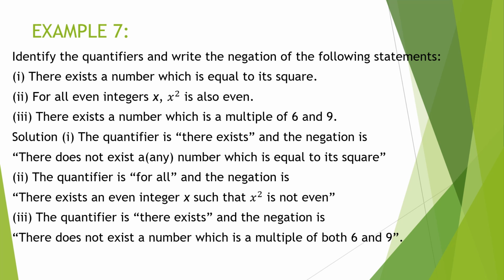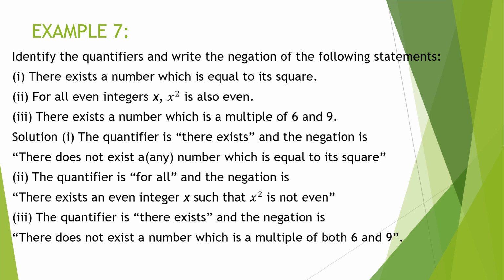Basically, just remember one thing. When you have there exists and you take the negation of it, there exists means there exists some number. And its negation will always be the opposite of it. That means for all numbers, this thing is not true. So, whenever the given statement is there exists a number which is equal to its square, negation will be there does not exist a number which is equal to its square. That means there does not exist any number basically which is equal to its square. That will be the negation.